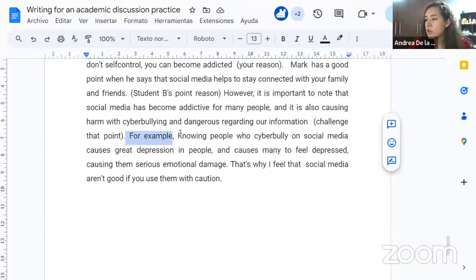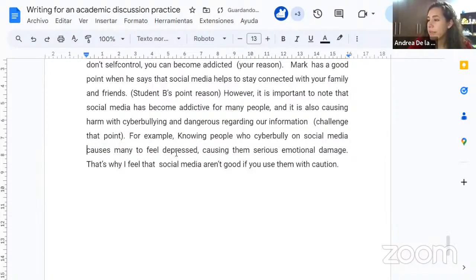And then you say, for example, knowing people who cyberbully on social media causes great depression and causes many to feel depressed, causing them serious emotional damage. Okay, good. For example, suffering from cyberbullying on social media can make many feel depressed. Maybe I wouldn't repeat these 2 ideas because they are the same. So careful not to be redundant. Causing them serious emotional damage. Yeah, good. But I wouldn't repeat cause too much.